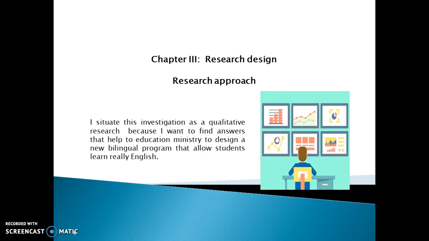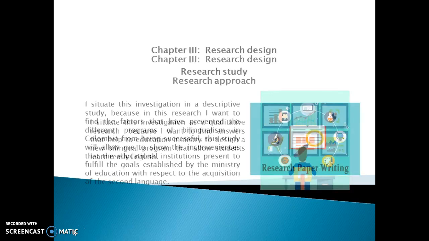Now I am going to situate this investigation in a research approach. I situate this investigation as qualitative research. We want to find answers for the Education Ministry to design a new bilingual program that allows students to really learn English.